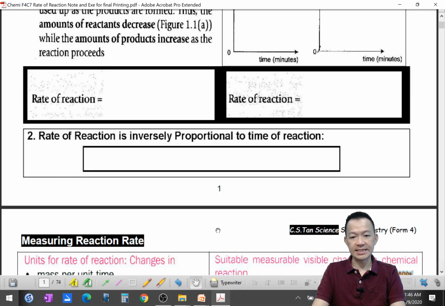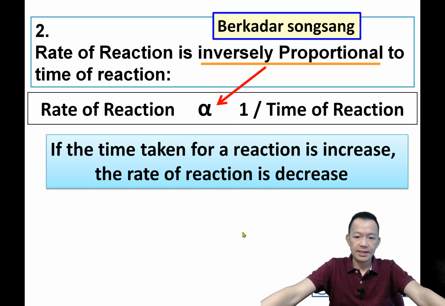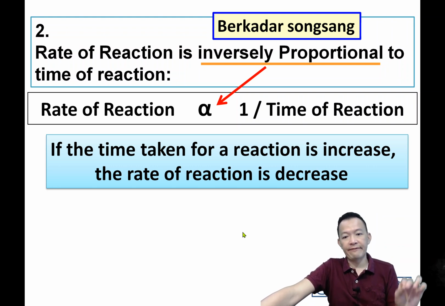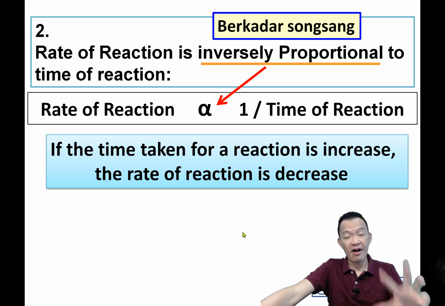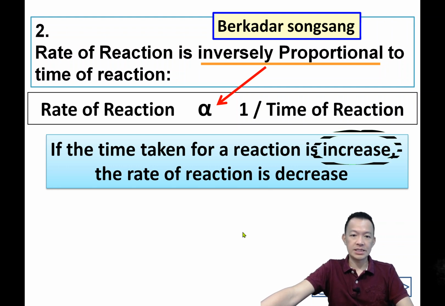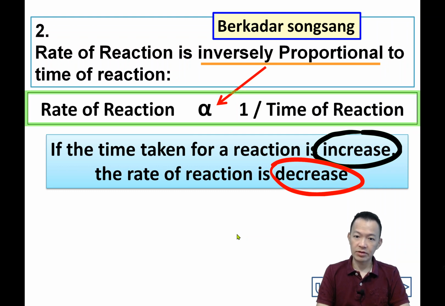Or you can add one sentence under your notes. If the time taken for a reaction increases, the rate of reaction is decreased. If you take a longer time, your rate of reaction is slower. So this is your page number 1. Done. Any questions? No. We continue in another video for page number 2.